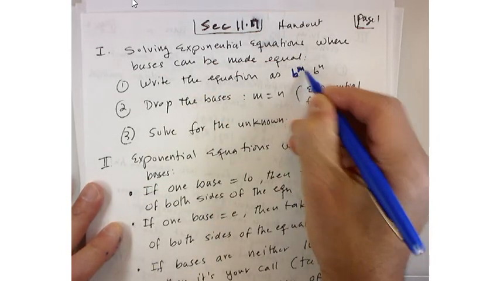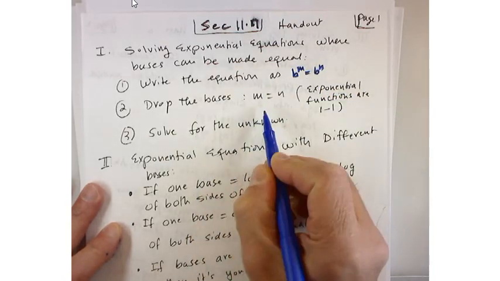You write the equation as b to the m equals b to the n, meaning you make the bases equal. You drop the bases, so you get m equals n. We can do that because exponential functions are 1 to 1, and then solve for the unknown.